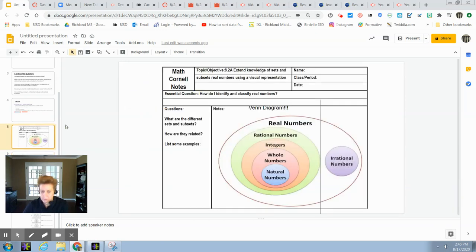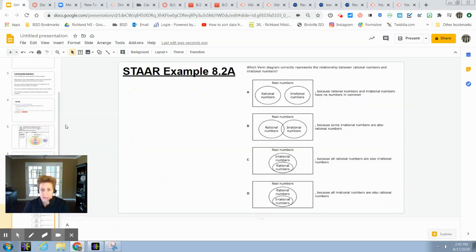We did that one. And here's an example of the STAAR test. Which Venn diagram correctly represents a relationship between rational numbers and irrational numbers? Okay, well, let's eliminate our answers.